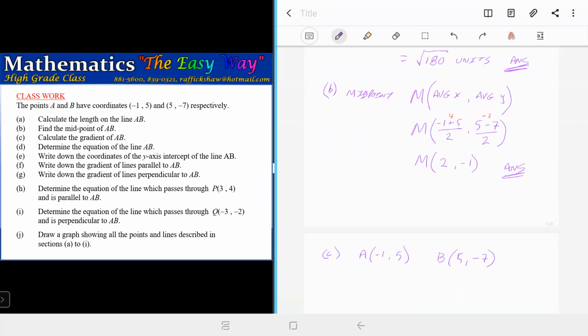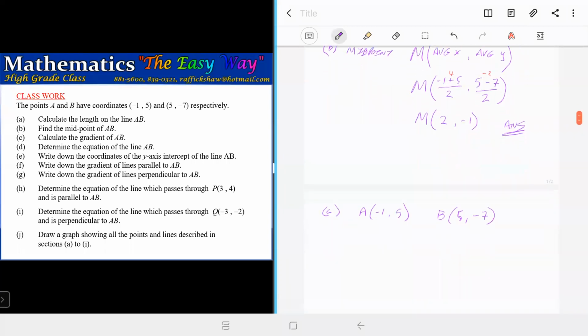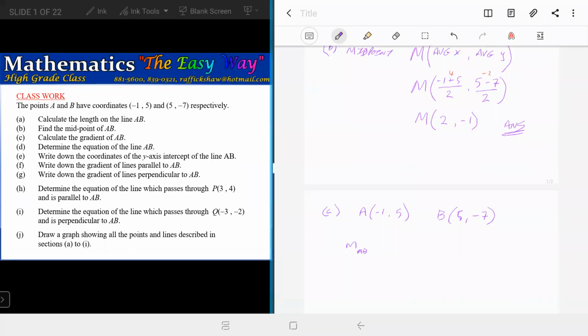Remember, it's one point minus another point, or vice versa. Remember, gradient, and we write gradient like this, small m for gradient. Because I'm doing AB, I'm going to write a small AB here so I don't mix it up. We're going to find the gradient of other lines down the line, and we don't want to mix them up. So I write gradient of AB.